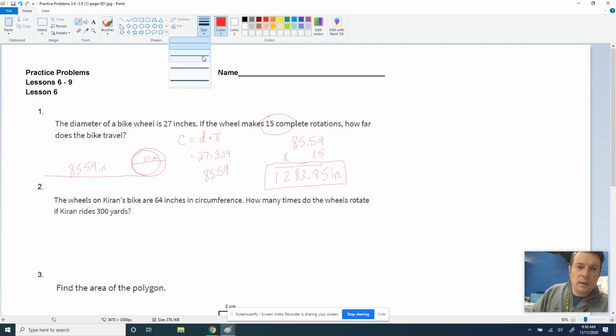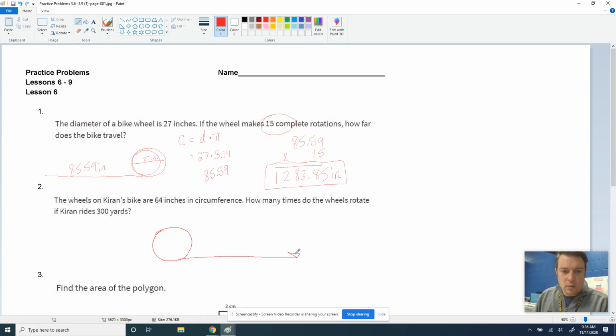All right, let's move on to the next one. The wheels on Kieran's bike are 64 inches in circumference. So that means when you unravel his circle, it is 64 inches. How many times does the wheel rotate if he rides 300 yards? Okay, so this one's kind of intense. We don't have to find circumference or a diameter here. We're using circumference to find out how far it goes.